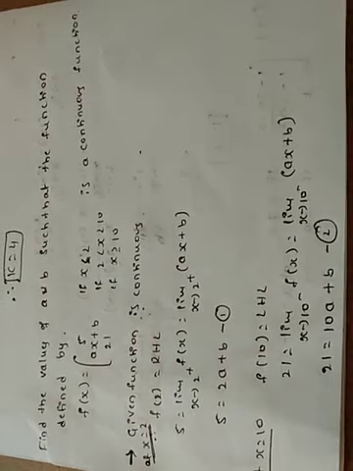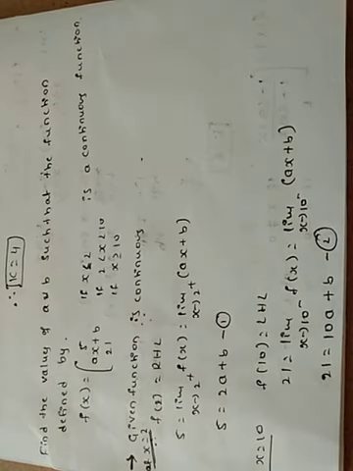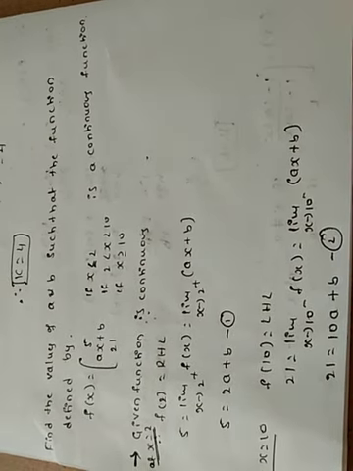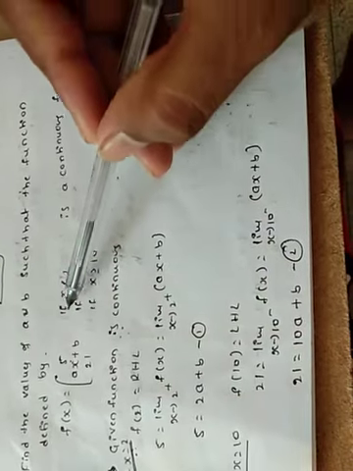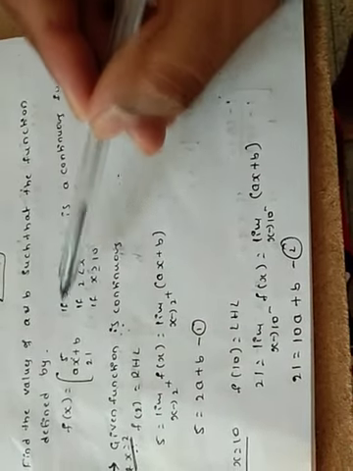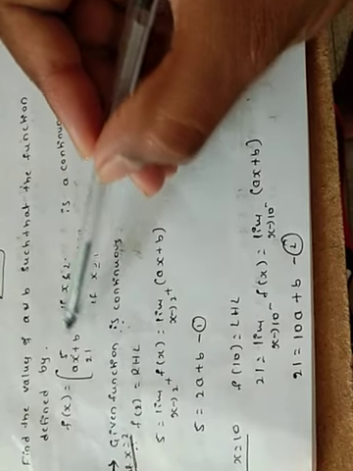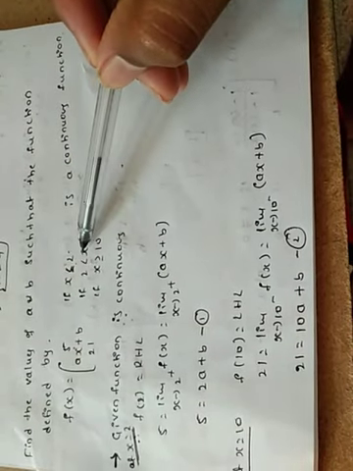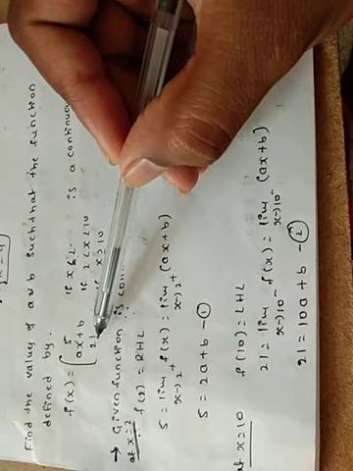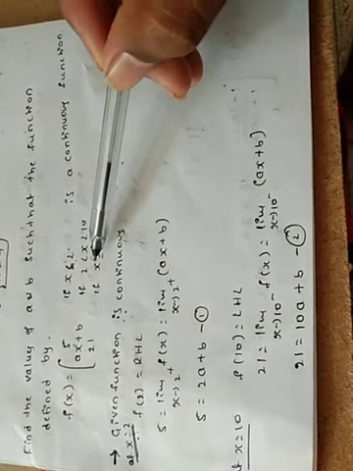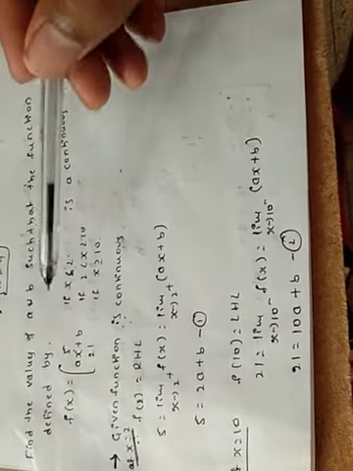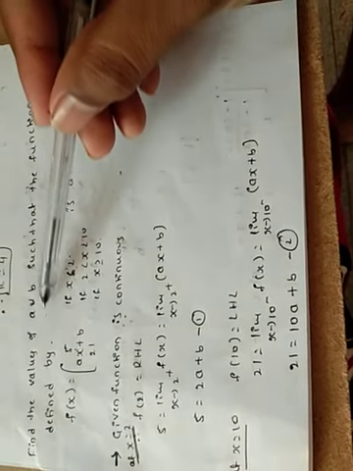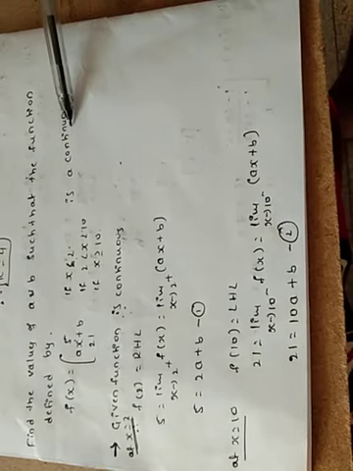So next question is, find the values of a and b such that the function defined by f of x is equal to 5 if x is less than or equal to 2, ax plus b if 2 less than x less than 10, 21 if x greater than or equal to 10 is a continuous function. So we need to find the value of a and b. They have given a function and they have mentioned that the given function is a continuous function.